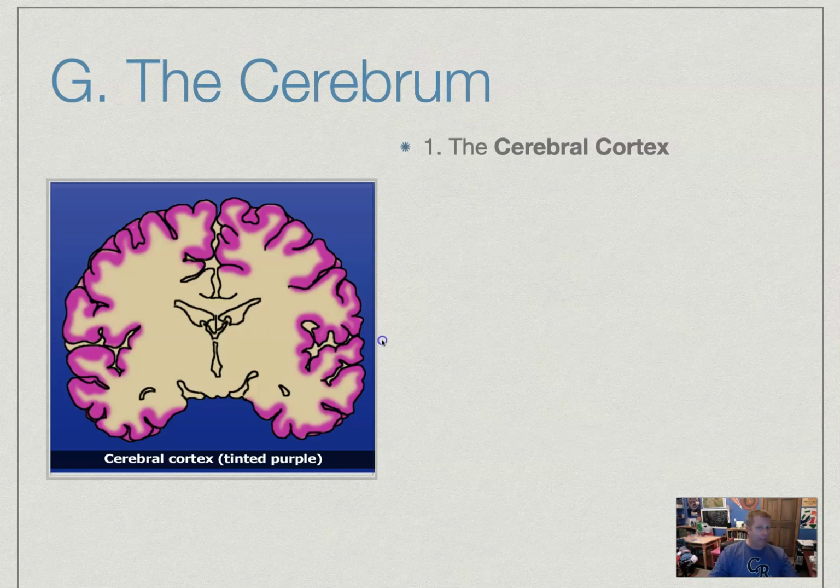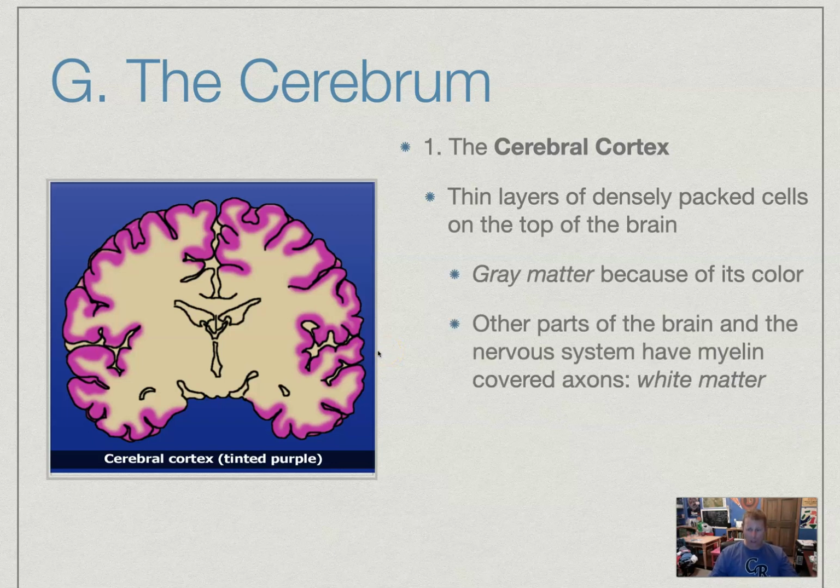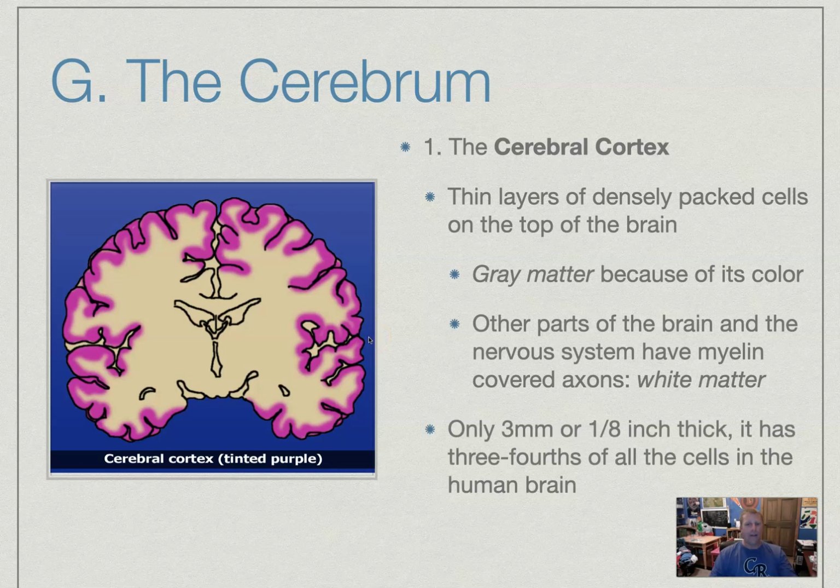In the cerebrum, we have the cerebral cortex, which is the thin layers of densely packed cells on the top of the brain. It's called gray matter because of its color. Other parts of the brain and the nervous system have myelin-covered axons and glia, and they're called white matter. The cortex is only about 3 millimeters or 1/8 of an inch thick, but it has 3/4 of all the cells of the human brain. It's pretty remarkable, the cerebral cortex. Cortex, by the way, is Greek for tree bark. Just a random fun fact for you.